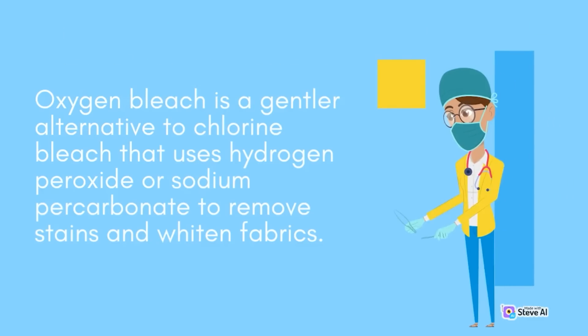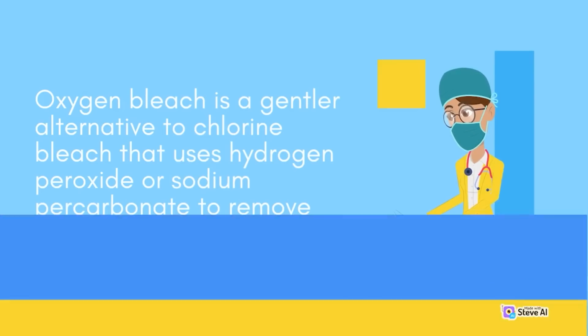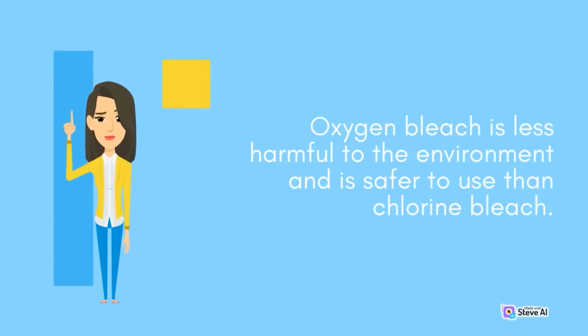Oxygen bleach is a gentler alternative to chlorine bleach that uses hydrogen peroxide or sodium percarbonate to remove stains and whiten fabrics. Oxygen bleach is less harmful to the environment and is safer to use than chlorine bleach.